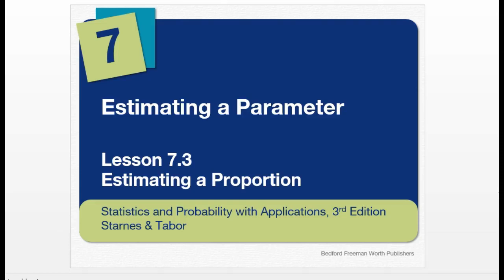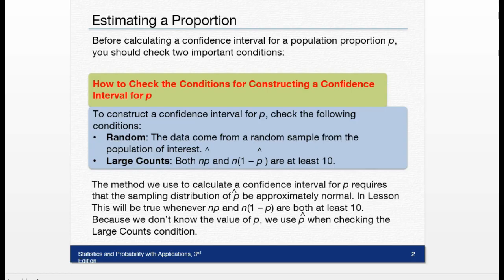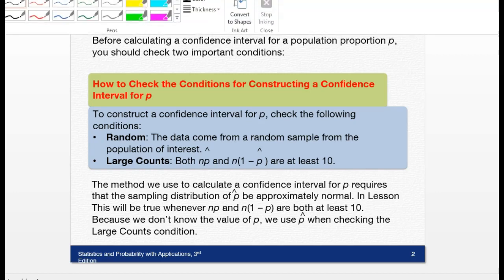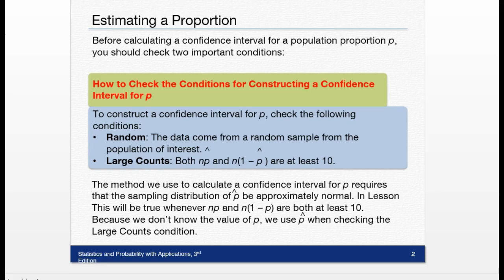All right, in 7.3, we're going to actually estimate a proportion using our confidence interval idea. Now, before you can calculate a confidence interval for a population proportion, you have to check two conditions. All right, so here's the two conditions you have to check.